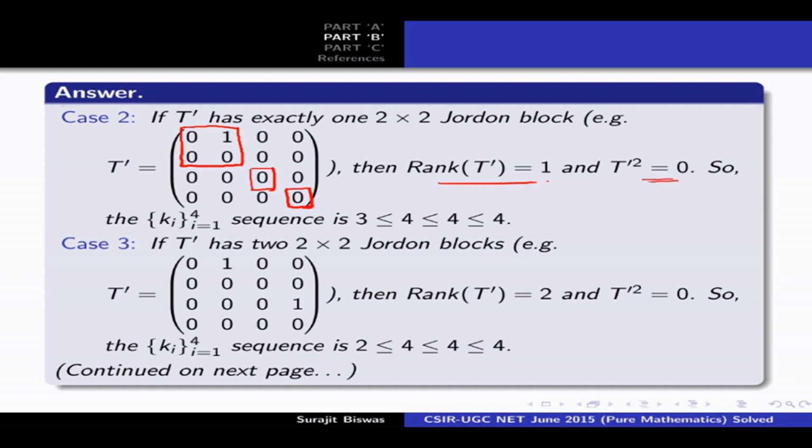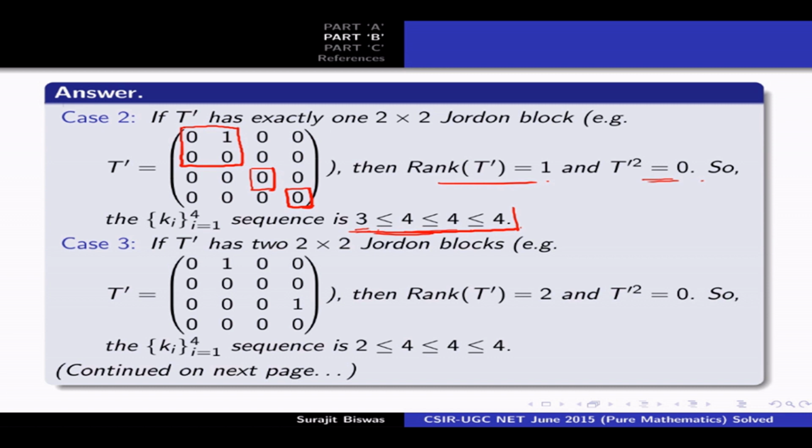So therefore here we can compute Ki explicitly. First K1 we can compute by using the rank nullity theorem, and it would be equal to 3. The rest of the Ki's will be equal to 4. So hence the sequence ordering is like this.